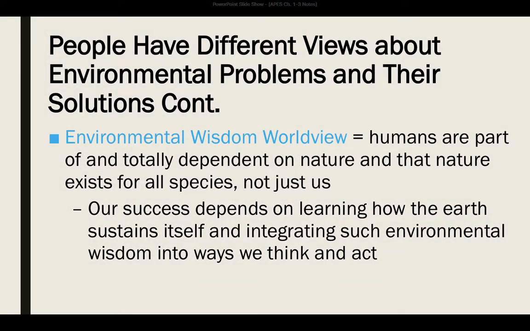And the third worldview is the environmental wisdom worldview. It holds that we are part of and dependent on nature, and that the Earth's life support system exists for all species, not just for us. According to this view, our success depends on learning how the Earth sustains itself and integrating such environmental wisdom into the ways that we think and act.